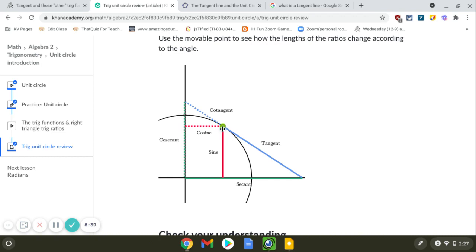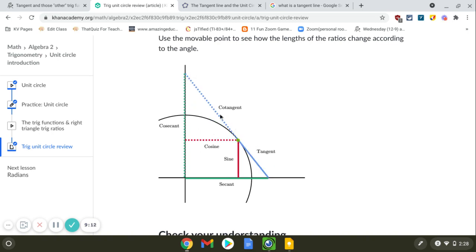For cosine, same idea. Cosine is the x value for your point on the unit circle. And secant, it's the x value where that tangent line intersects with your x-axis. So way out here where the tangent line intersects, this whole length would be secant. Okay, and then cotangent, I guess it's where you leave off. It's kind of a give and take here. We saw what tangent was. Cotangent's the same idea, but it's where it intersects on the y-axis. That's good.